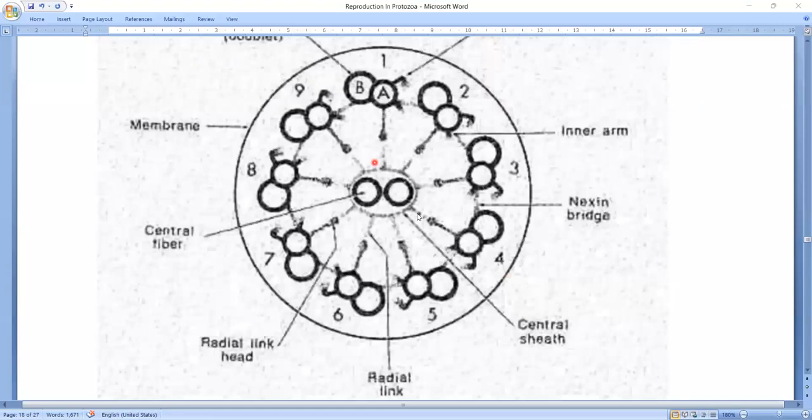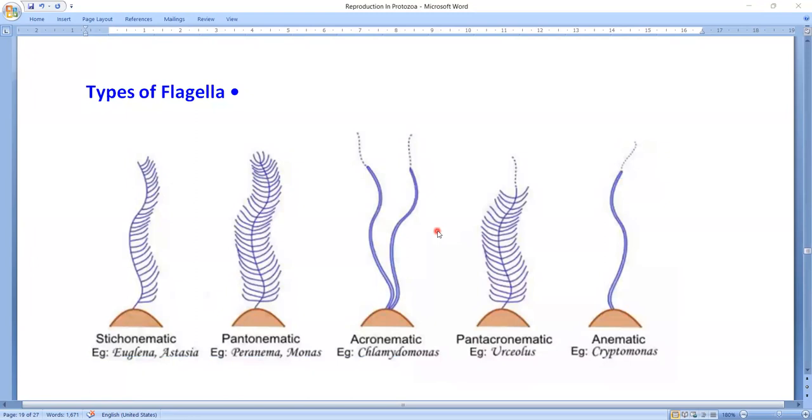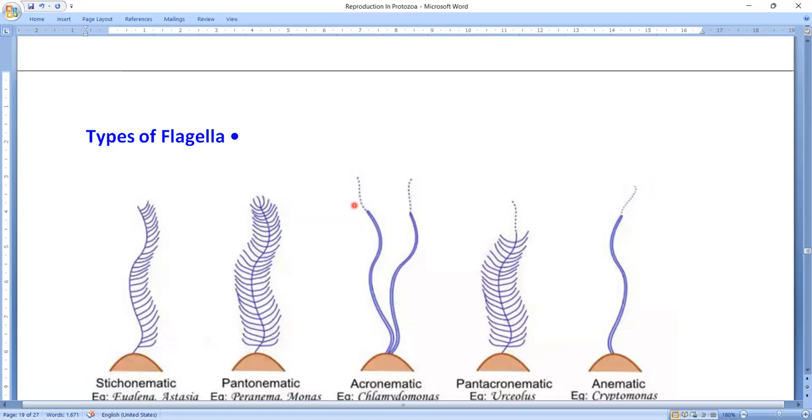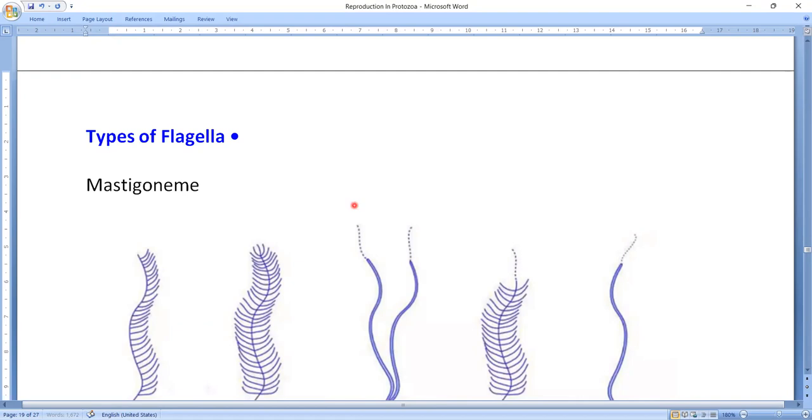Then, types of flagella. There are 5 types of flagella. One is stichonematic. Here, most of the flagellum contains small hair-like structures. They are called mastigonemes, small hair-like structures present on the flagellum.